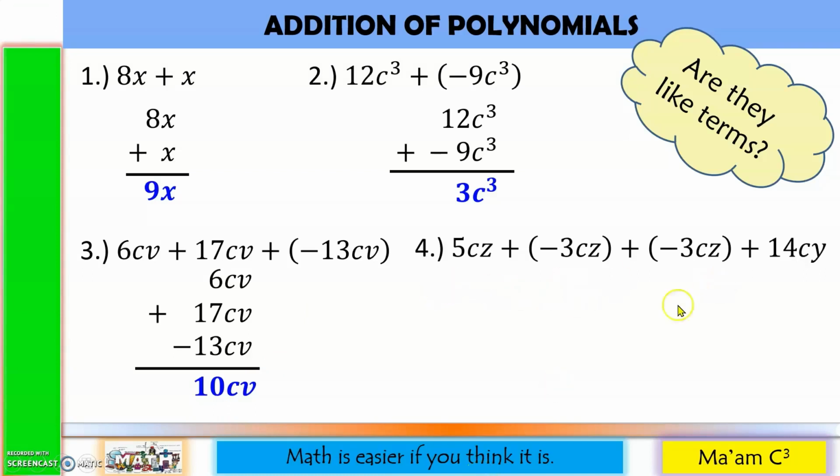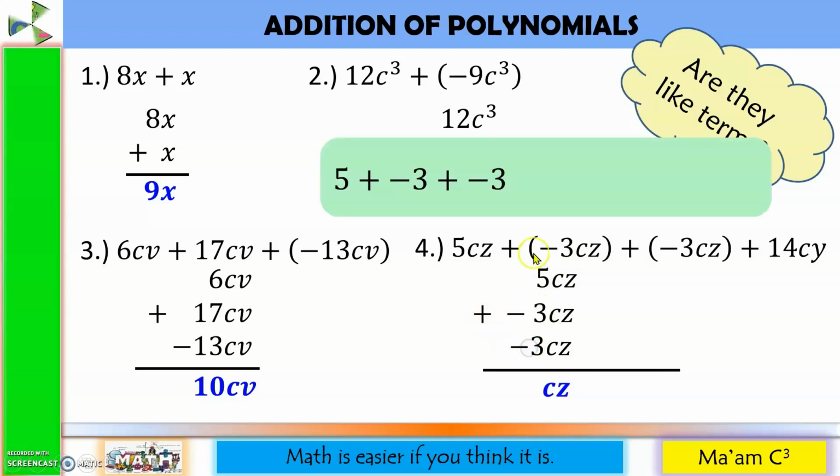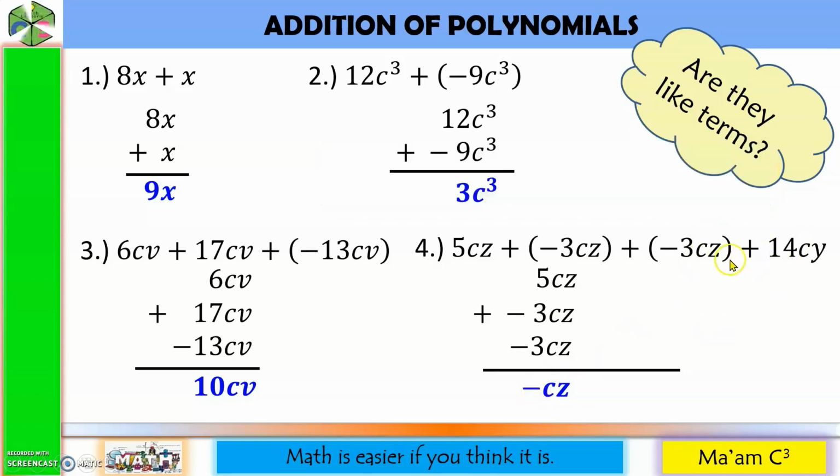Another one. Let us align this. Let's write 5cz first, and then plus negative 3cz, another negative 3cz. And how about this? This is cy. We cannot align it here. So let us simplify this one first. Let us copy cz. And then we have 5 plus negative 3 plus negative 3. So plus minus will become minus, and also this one will become minus. So we have 5 minus 3 minus 3. 5 minus 3 is 2, and 2 minus 3 is negative 1. No need to write 1. Let us just write the negative. And then we simply copy this, plus 14cy.